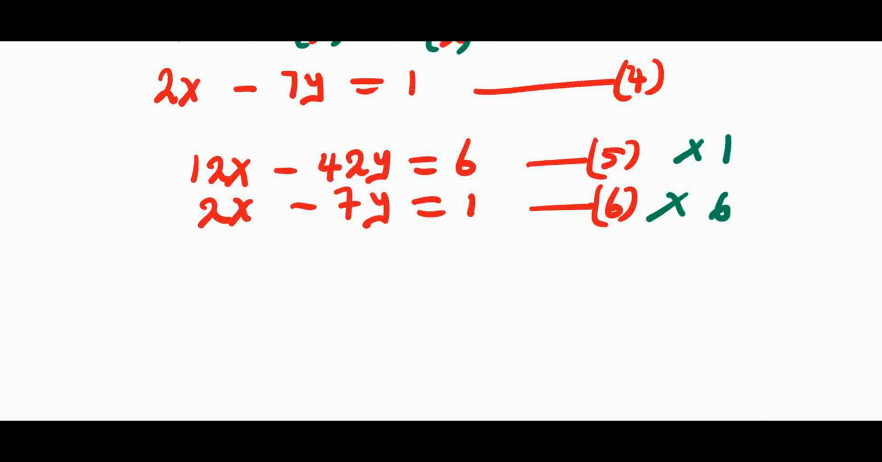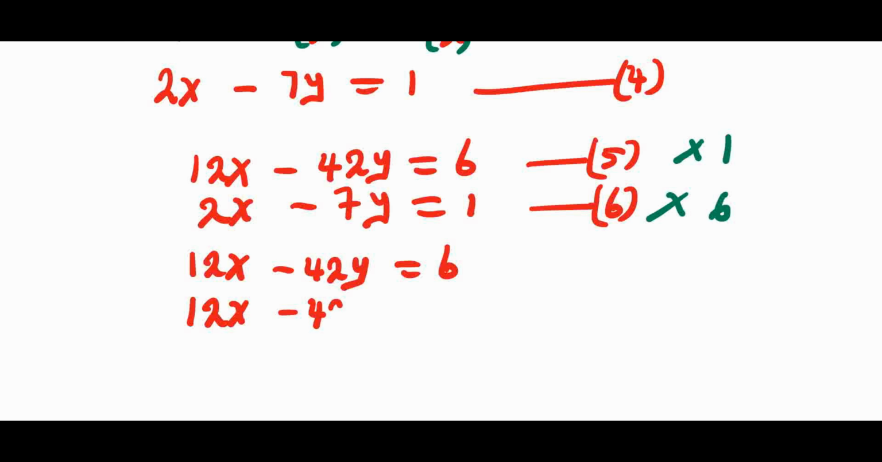So 1 times 12x is 12x. 1 times negative 42y is negative 42y. And 1 times 6 is 6. Then equation 6, we multiply 2x by 6. That gives you 12x. And 6 times negative 7y, negative 42y equals to 6 times 1 is 6.